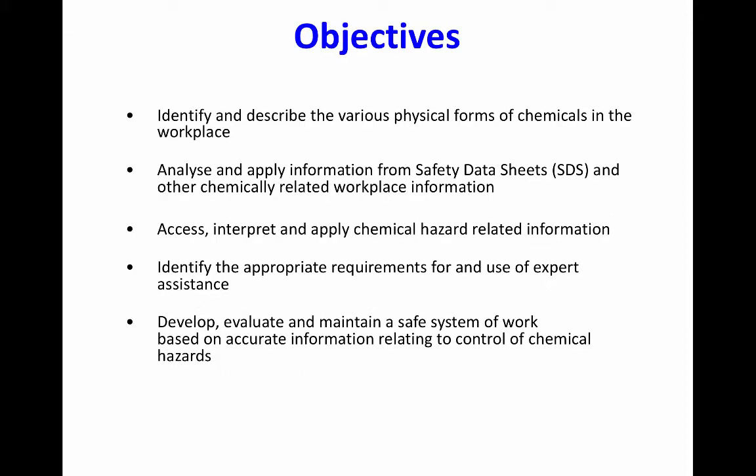So first of all, just to go over the objectives for this module. At the end of this module, you should be able to identify and describe the various physical forms of chemicals in the workplace, analyse and apply information from safety data sheets or SDSs and other chemically related workplace information, access, interpret and apply chemical hazard related information, identify the appropriate requirements for and use of expert assistance, and develop, evaluate and maintain a safe system of work based on accurate information relating to control of chemical hazards.